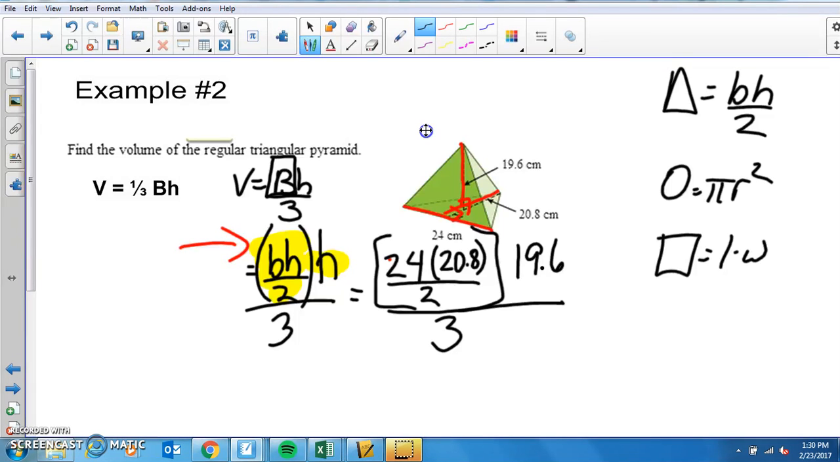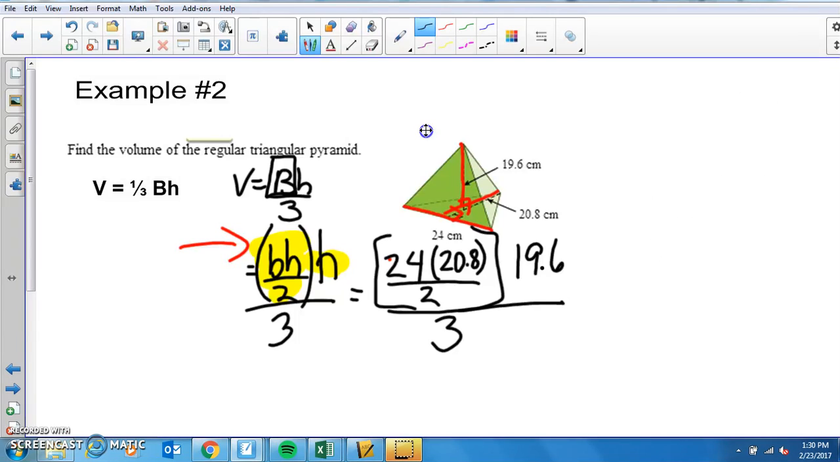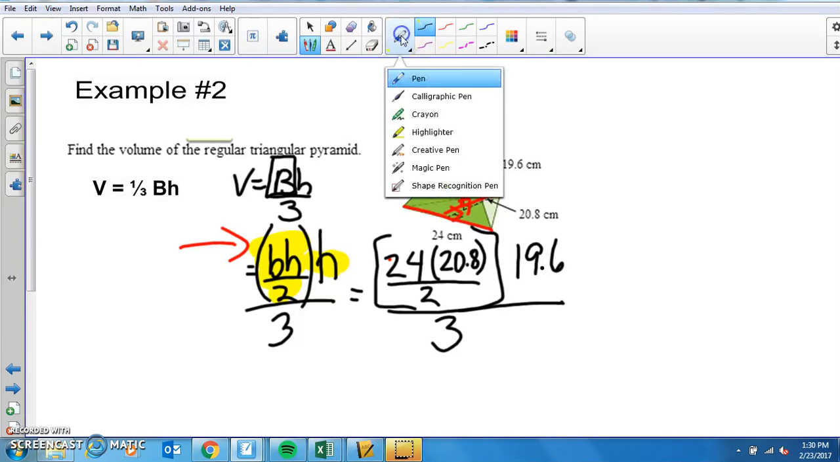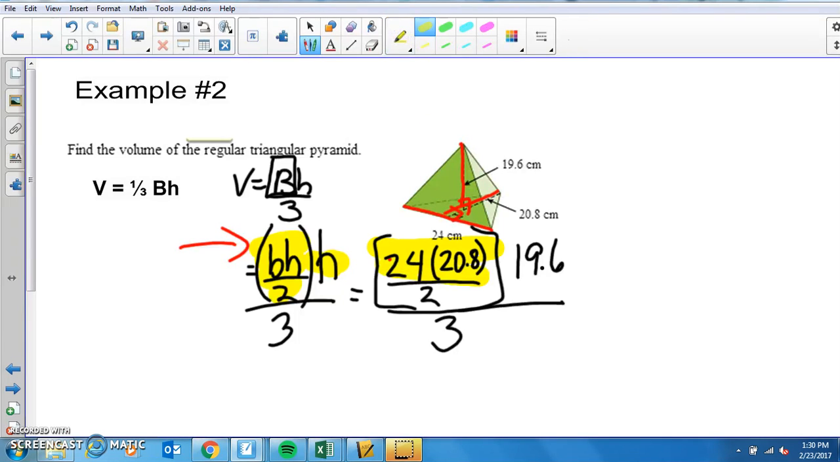Alright, I know it seems like a lot, it is a lot of steps, so just take it one step at a time. Please use pencil and paper. If you don't use pencil and paper, I promise you will mess up. Alright, so we're going to focus, first of all, on the inside right here. So I'm going to do 24 times 20.8. That gives you an answer of 499.2. So I'm going to take this problem and continue working it right here.